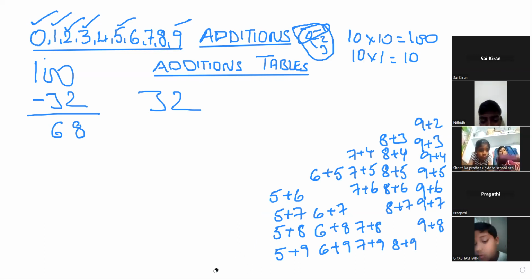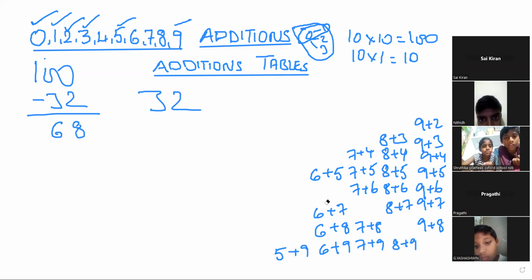Now let's see what else we can erase. Okay. Now we don't remember 5 plus 6 also. See, 5 plus 6 is 6 plus 5. Next one you see, 5 plus 7 like 7 plus 5. See? No need to remember this also. 5 plus 8 like 8 plus 5. See? 5 plus 9 like 9 plus 5. Can you see that? So don't remember these also.